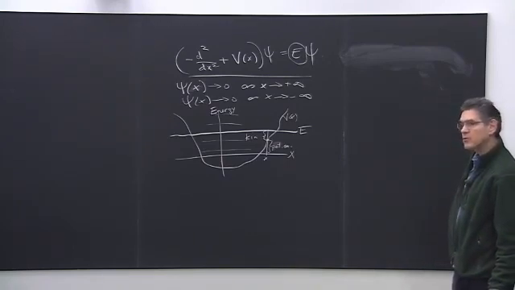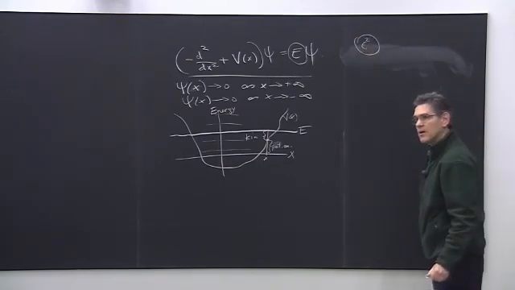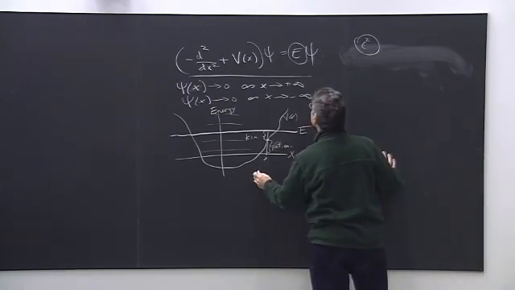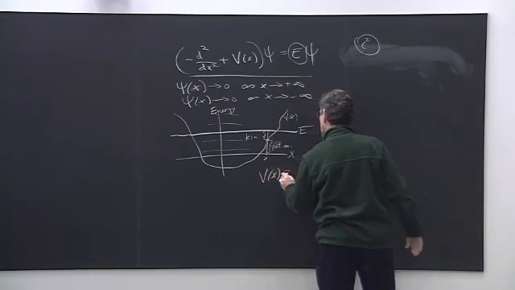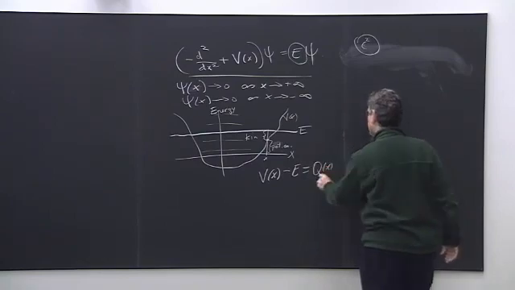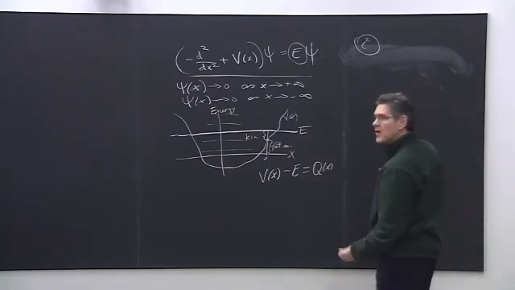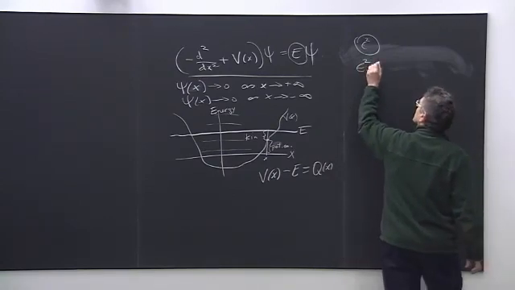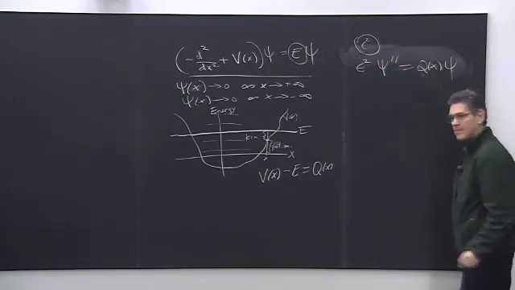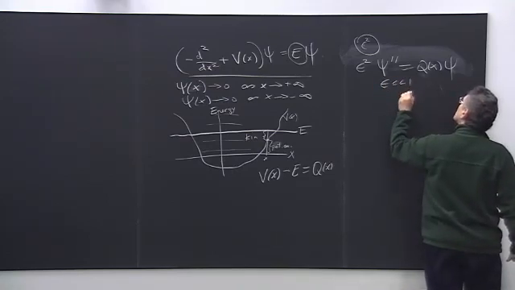So we're going to introduce an epsilon, and in fact, we're going to call it epsilon squared just to keep things simple. And we're going to say, let v of x minus e, we're going to call that q, just for simplicity. Okay? And we're going to solve the following problem. Epsilon squared psi prime prime is equal to q of x times psi. Okay? And we're going to assume that epsilon is small compared with 1.